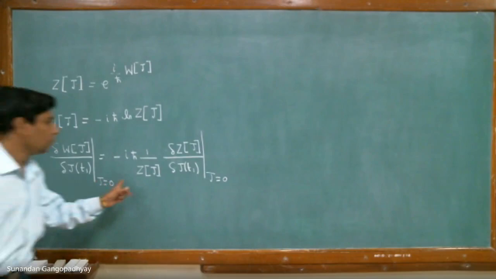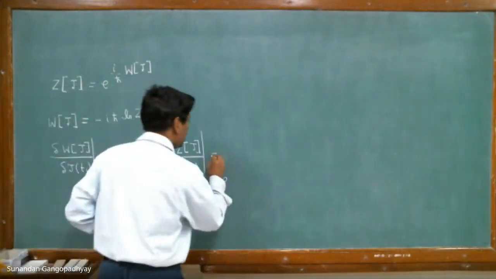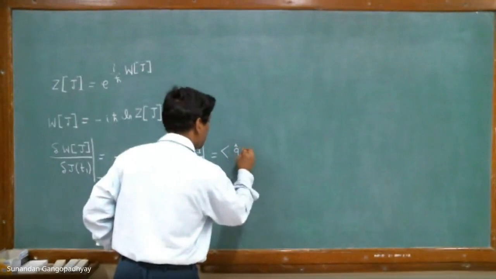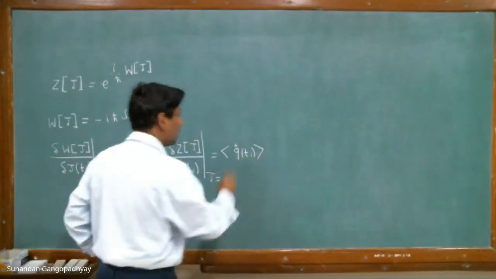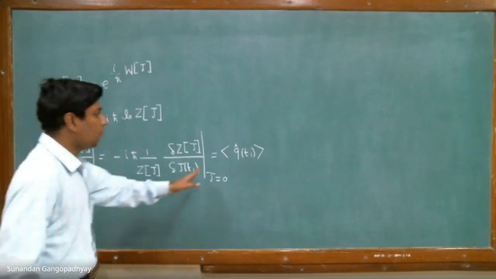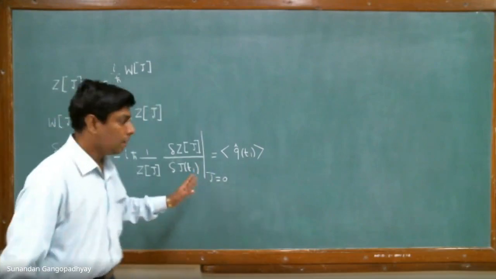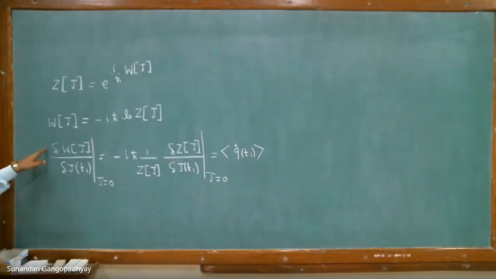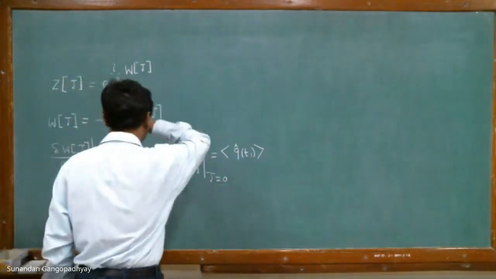then we know that this expression is nothing but q hat of t1, right? By definition. And therefore, you can see that q hat t1 by definition is this, but q hat t1 is also equal to delta W of J delta J t1. So you have another expression for q hat t1 in terms of the generating function W of J. Let us now differentiate once more and see what happens.